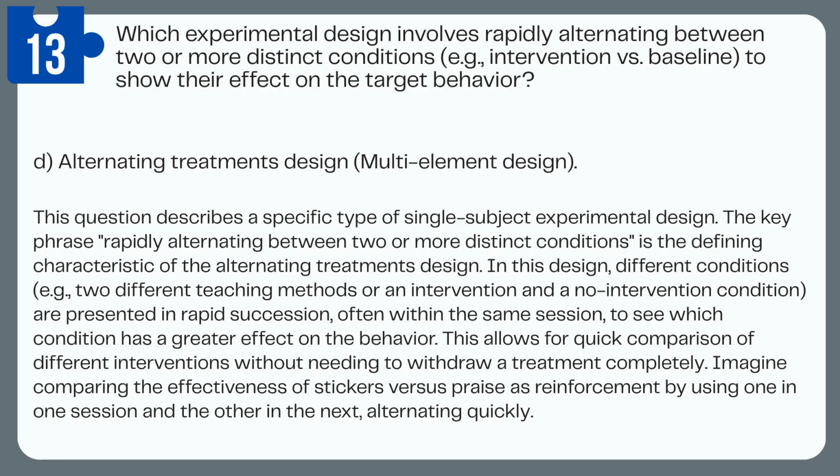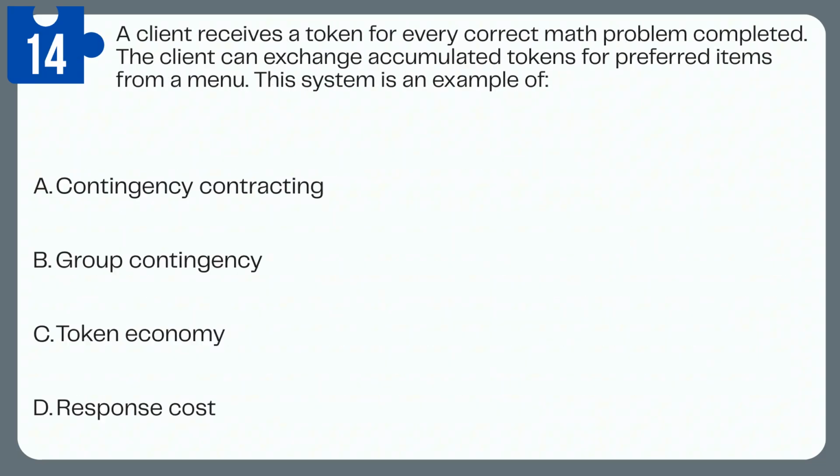This question describes a specific type of single-subject experimental design. The key phrase, rapidly alternating between two or more distinct conditions, is the defining characteristic of the alternating treatments design. In this design, different conditions, for example, two different teaching methods, or an intervention and a no-intervention condition, are presented in rapid succession, often within the same session, to see which condition has a greater effect on the behavior. This allows for quick comparison of different interventions without needing to withdraw a treatment completely. Imagine comparing the effectiveness of stickers versus praise as reinforcement by using one in one session and the other in the next, alternating quickly.